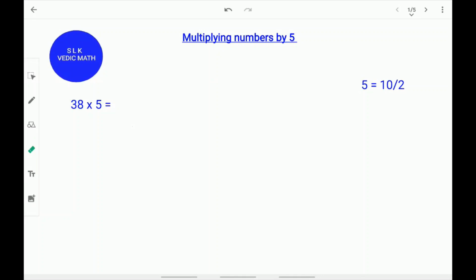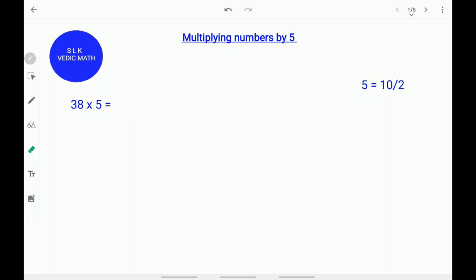Today we are going to learn how to multiply a number by 5. Instead of multiplying 38 by 5, we could multiply 38 by 10 and then divide it by 2, which is much easier than multiplying it by 5.